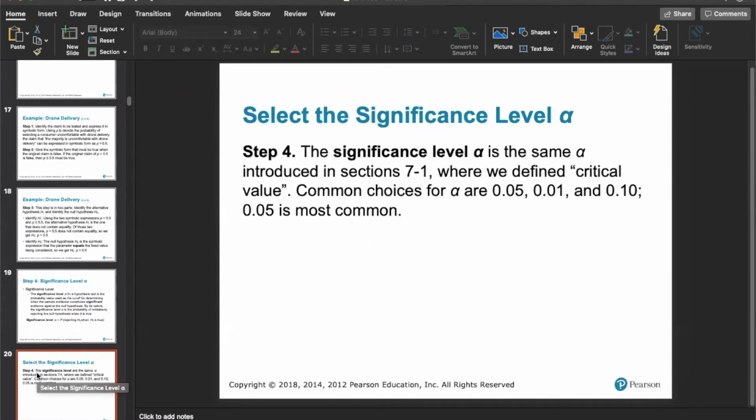So our significance level is the same as our alpha that we were talking about in chapter 7, also known as our critical values. Usually we have 0.05, 0.01, or 0.1. We can also have 0.025, which is another common one, though you sometimes don't see it as much when we're just looking at hypotheses.